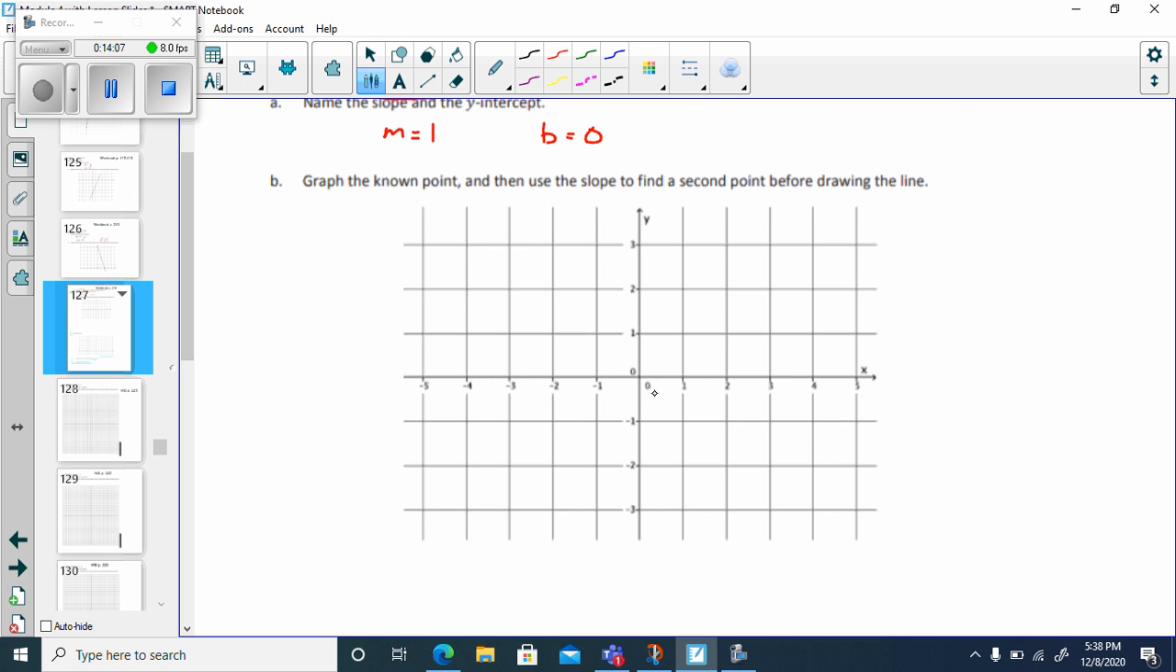So we start at 0, and our slope is 1. We go up 1, over 1, because remember, a slope of 1, rise over run, you can divide it by 1 and not change it. Up 1, over 1. And then, guys, all you got to do is plot it. I'm going to bring it down, make it easier. There we go.